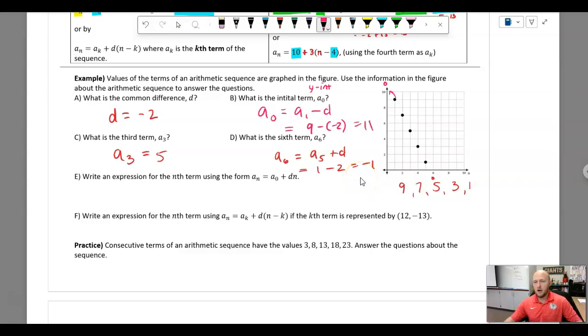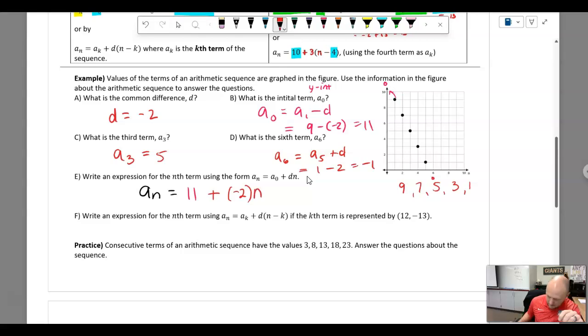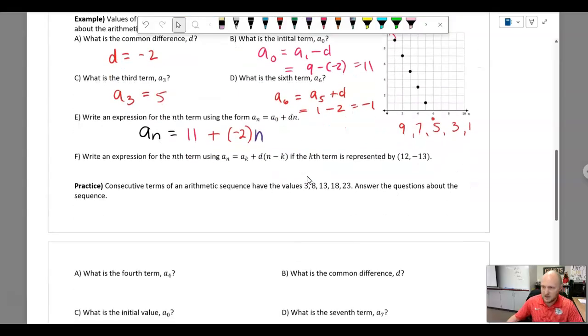So, what would our expressions be? They have here, write an expression for the nth term using this form. This is kind of like your initial value. So a sub n, to find any term, I can start with my initial value, which was 11. And what I'm going to do is add the common difference, which in this case is negative 2 times n. And I want you to see how this is similar to what I'm going to do in the next one.